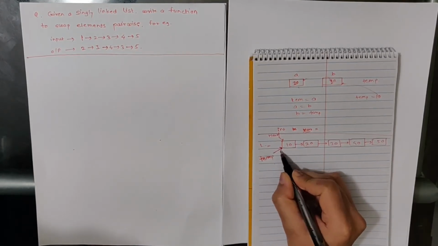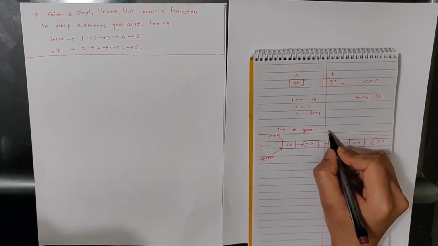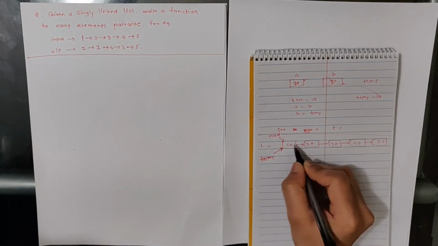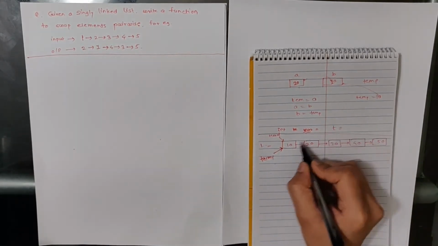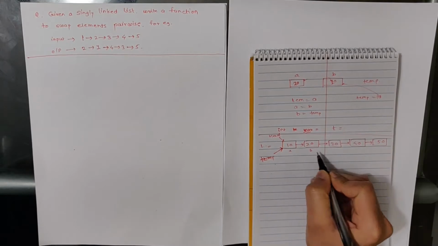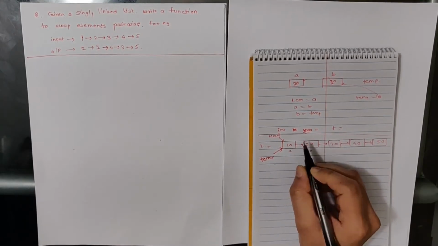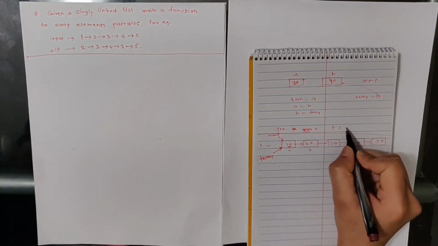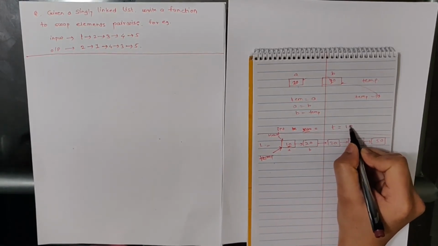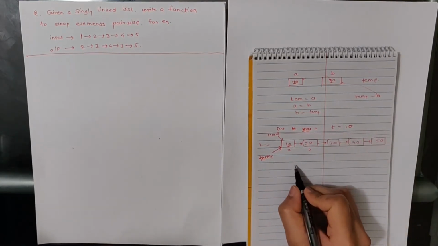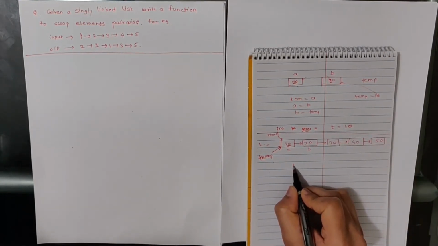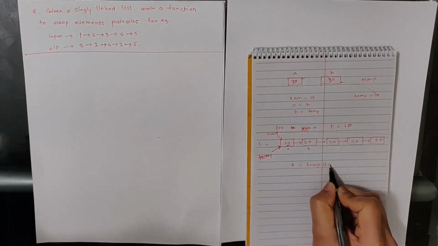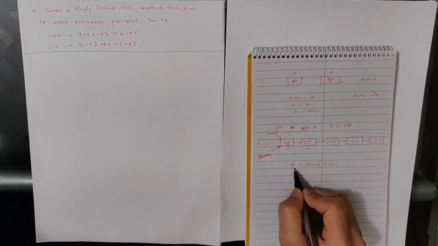So the temp node we will assign initially to the head, and we will use one variable, that is t, to store the value of the temporary variable. So suppose this is A and this is B. Now what we will do is store this value, that is 10, in the temporary variable. So t is equal to temp of data, that is this one. It will hold it for now.